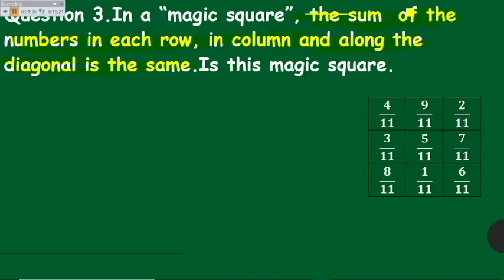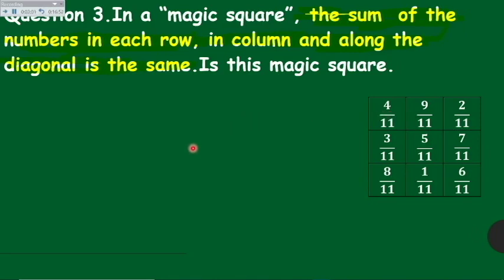So what is the meaning of this statement? The sum of the numbers in each row, in each column and along the diagonal is the same. It means if you add the numbers in any way, row wise, column wise or diagonal wise, your answer will be equal. If the sums of these numbers row wise, column wise or diagonal wise are the same, then it will be a magic square, otherwise it will not be a magic square.